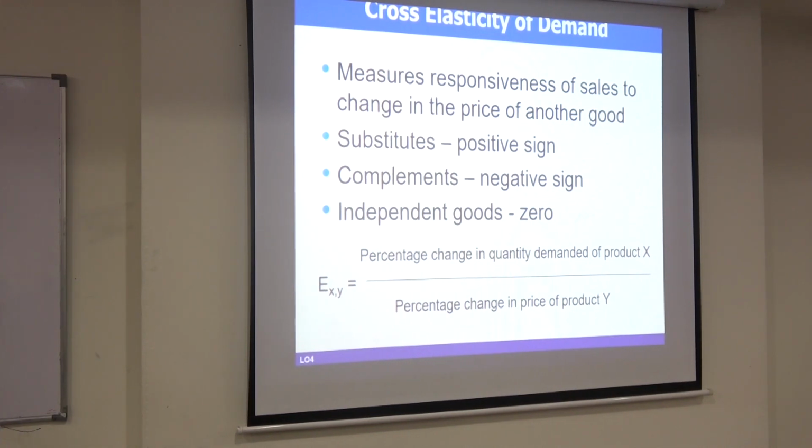Both measure responsiveness of sales that change in both substitutes. Positive both complement both independent goods 0. Logo, percentage change in quantity demanded of product X. Logo, both independent both complements. Negative sign. Both substitutes. Positive sign. Both measure responsiveness of sales cause elasticity of demand. Both in logo. Percentage change X. Y equals. Y P E X comma Y. Percentage change in price of product Y. Percentage change in price of product Y. X Y equals. Percentage change in price of product Y. Percentage change in price of product X Y equals. Percentage change in quantity demanded of product X.